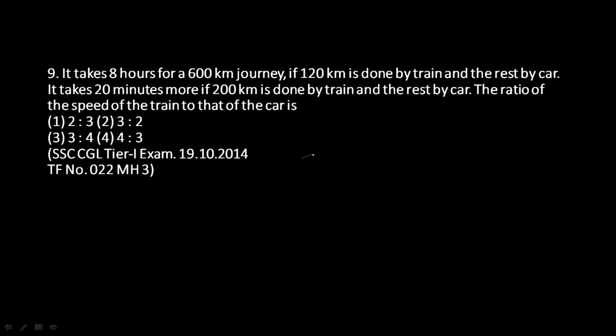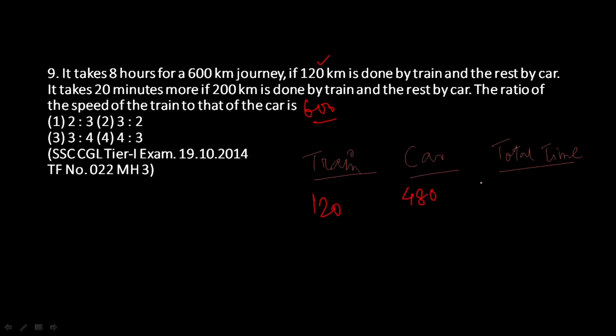There are three things. First of all, it's train, then it's car, and there is a total time, right? In the first case, it says 600 is the total. 120 km is done by the train. So 480 will be done by the car. The total time taken is 8 hours. In the next case it says if 200 km is done by train, so 400 will be done by the car, and it will take 20 minutes more, means 8 hours 20 minutes.